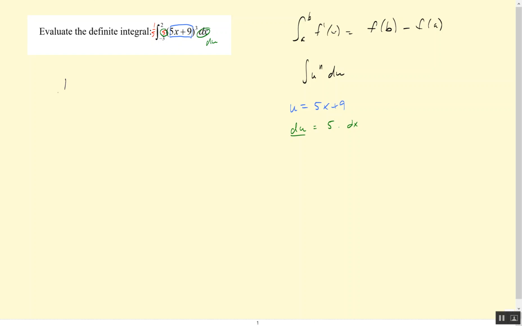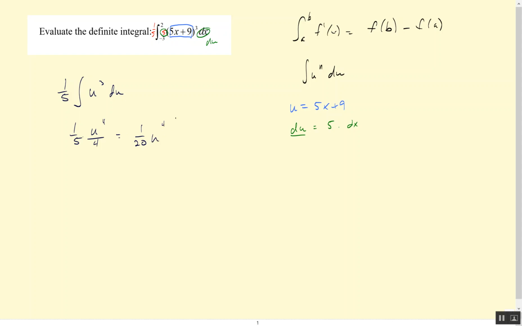Now I make those substitutions, so I have 1/5, and then we integrate u to the third du. For the moment, I'm going to leave the endpoints off because those are for x, and right now we're in a different variable, so I'll bring them back when we get back to x. Now we take our antiderivative using the power rule. I add 1 to the exponent, u to the fourth, and then divide by my new exponent. This gives us 1/20 u to the fourth.